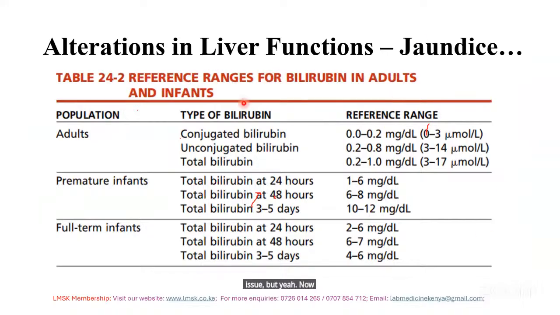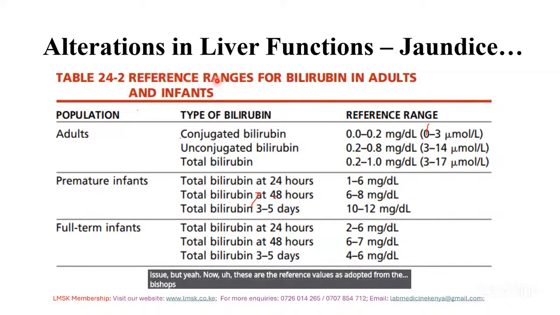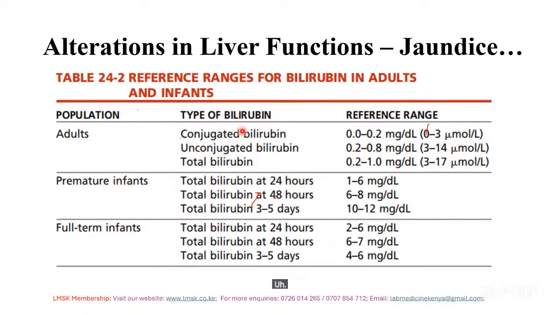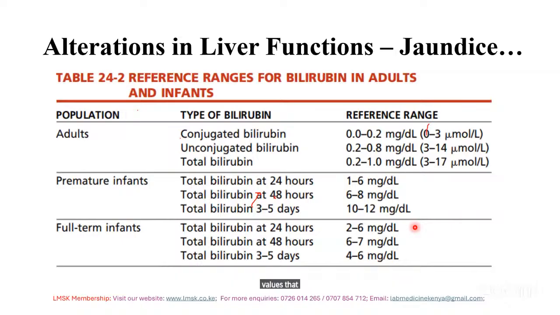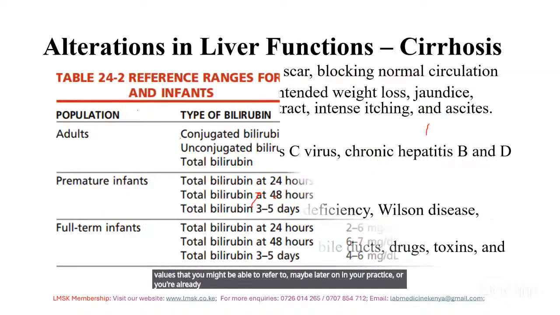Now, these are the reference values as adopted from Bishop's Clinical Chemistry: Principles and Correlations. This one is adult bilirubin, and then pediatric bilirubins, the premature babies or infants, and then the full-term babies. These are the reference values that you might be able to refer to later on in your practice, or you're already doing that. I'm not going to belabor it.